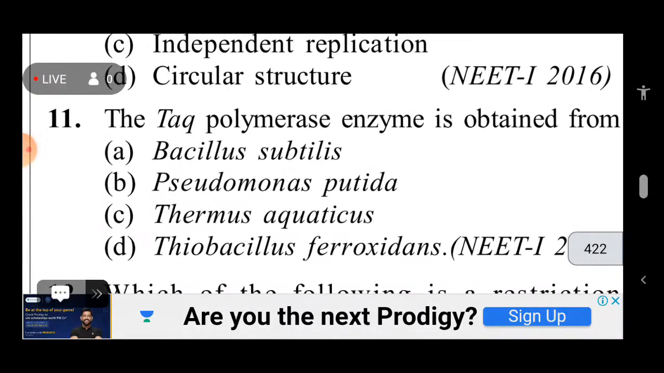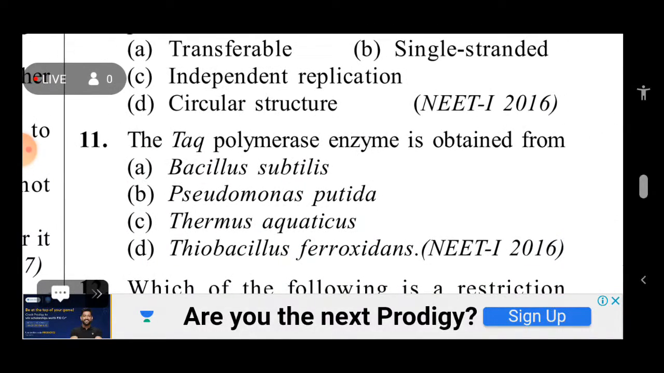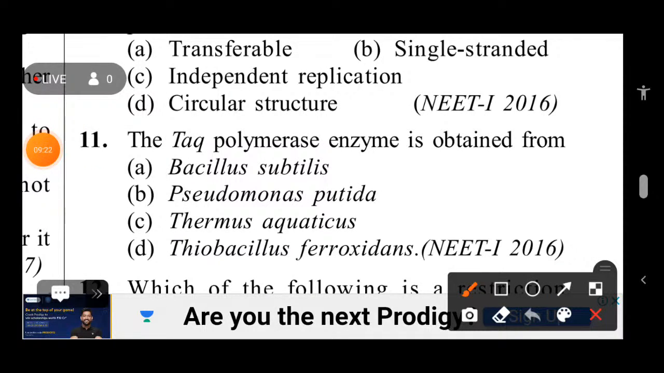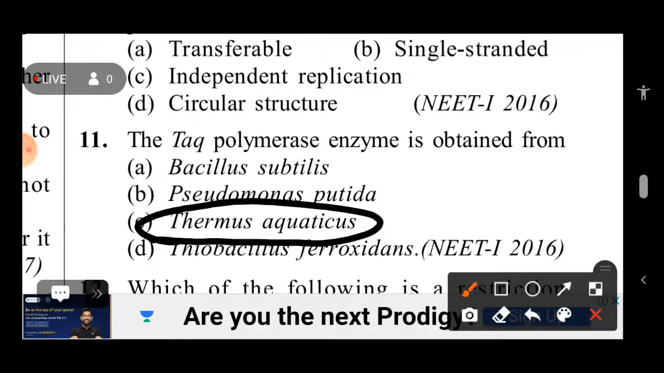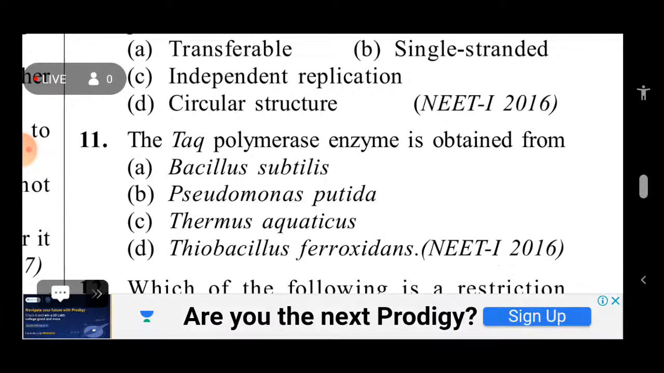11th question. The Taq polymerase enzyme is obtained from. Very easy question. The name itself has it. So it is Thermus aquaticus. It is a type of thermophilic bacteria, which can live in high temperatures also. So the enzyme produced from Thermus aquaticus is Taq polymerase.